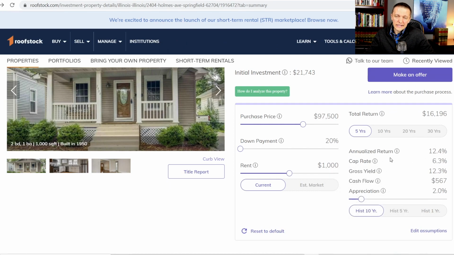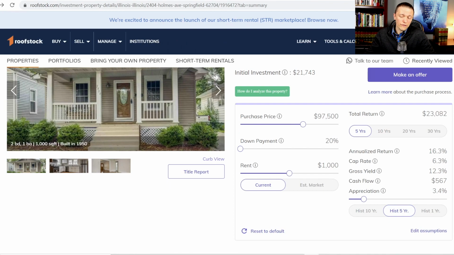So right now, as things stand, this is an annualized return of 12.4%. Cap rate is coming out to be 6.3%. Gross yield is at 12.3%, and cash flow is $567 per year. Now, if we were to change some of these numbers just arbitrarily, let's just say we decided to go with a historical 5-year appreciation rate. Let's see what that does.